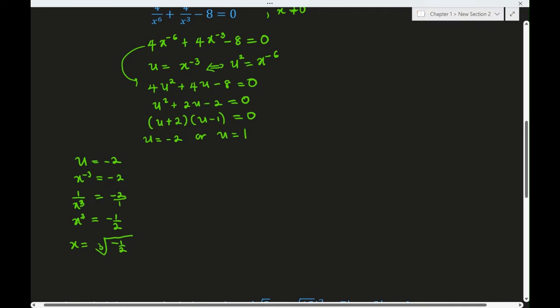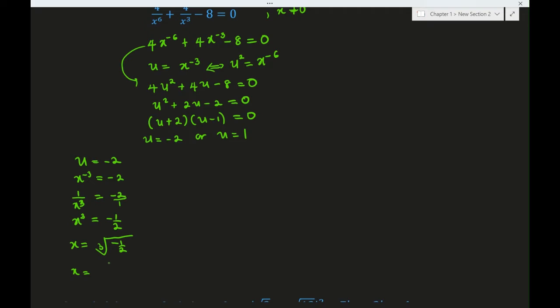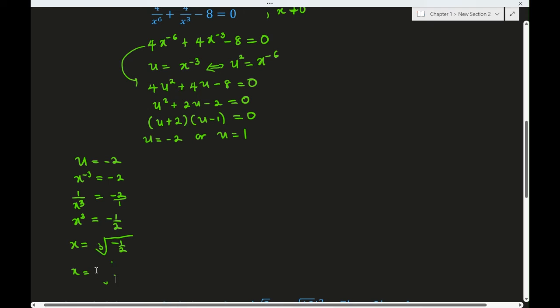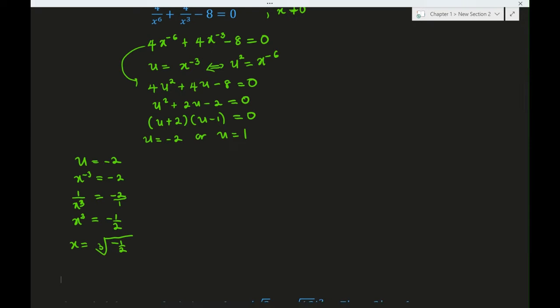So, which you can write as 1 over the cube root of minus 2. No, not 1 over. We can just leave it this way. It's fine. We don't have to rationalize. If you want, you can rationalize, but it's not necessary.